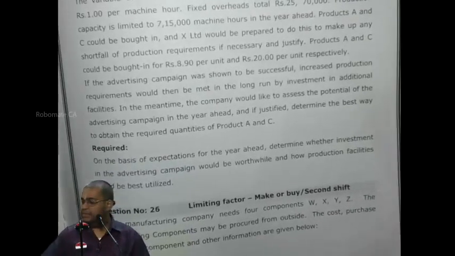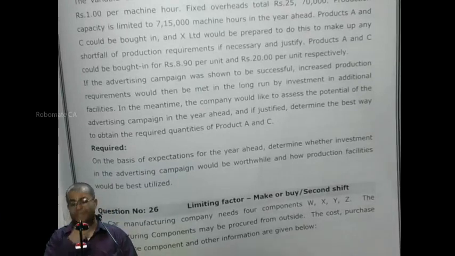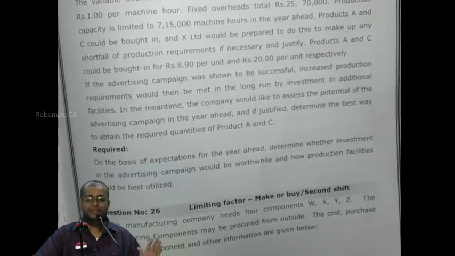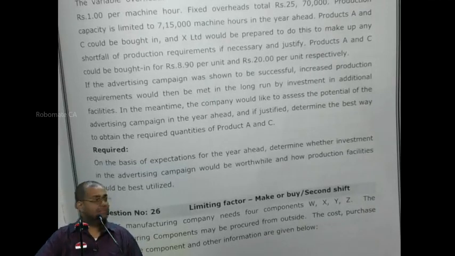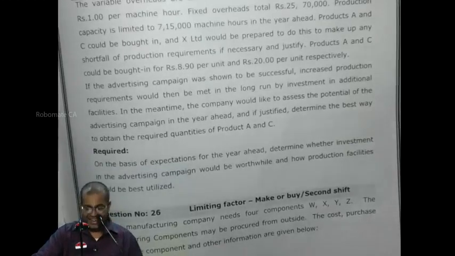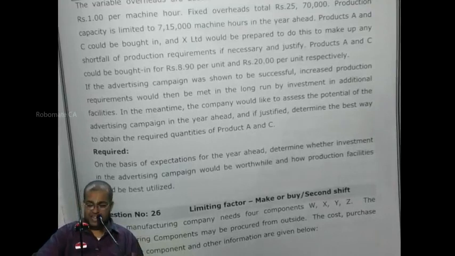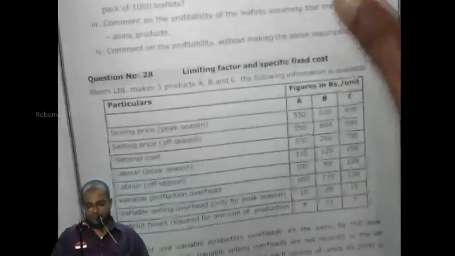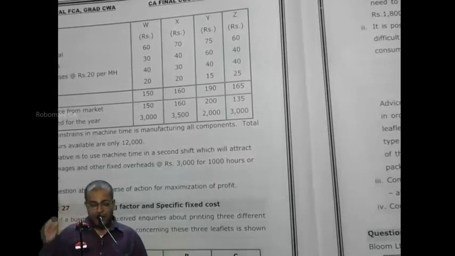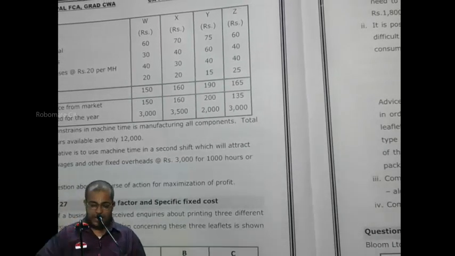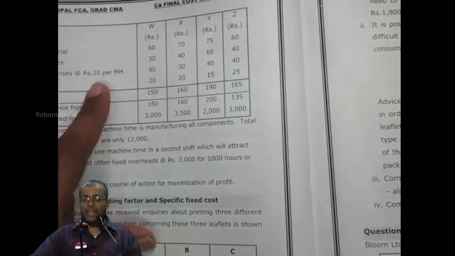A car manufacturing company needs four components W, X, Y and Z. The components may be manufactured or procured from outside. The cost, purchase price for the component and other information are given below. Direct materials, direct wages, direct expenses for the four components W, X, Y and Z are given. Direct expense is 20 per machine hour.